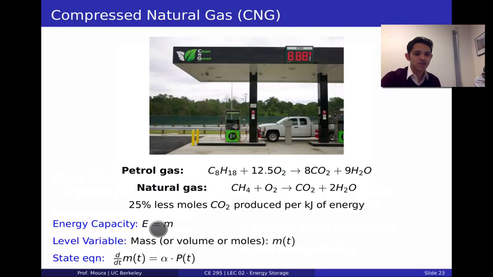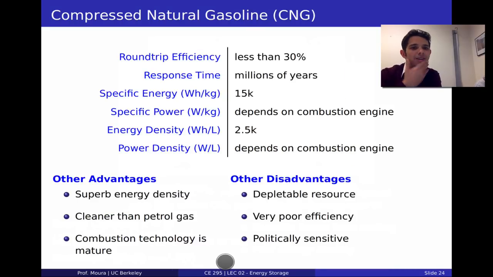Okay, so the energy capacity of our fuel here is basically just given by the mass, because it corresponds to the amount of energy that's in the chemical bonds here. And the level variable is the mass. And I have this very simple differential equation which says the rate at which we deplete the mass of our liquid fuel corresponds to the power that's produced. And alpha is just some efficiency factor that's appropriate. Okay, so the problem with this from a round-trip energy point of view is that it's typically less than 30%. Now, in some more efficient internal combustion engines like a Prius, or even some internal combustion engines that are used at the grid scale, can get closer to 40%.